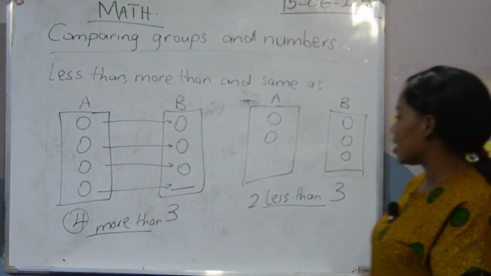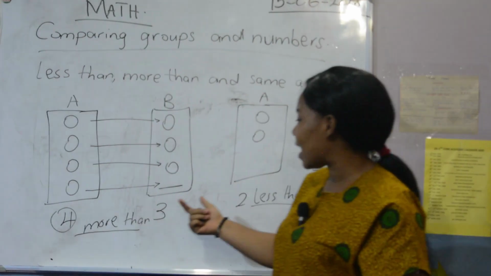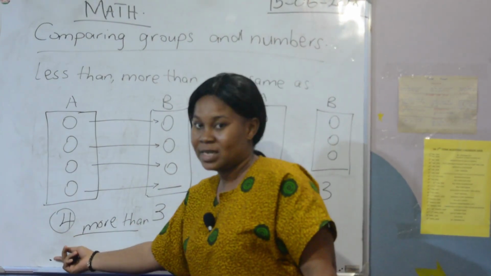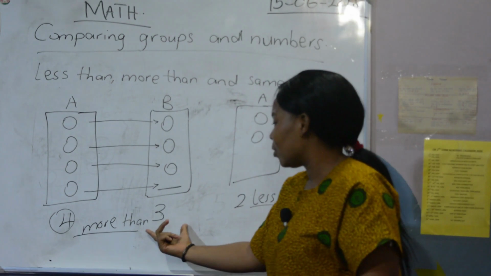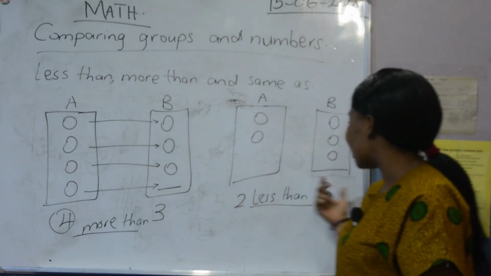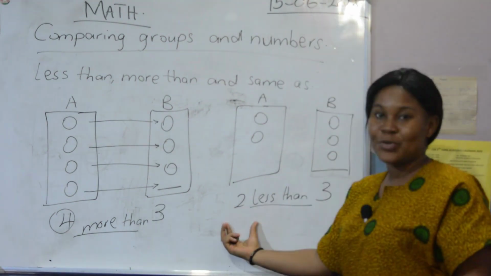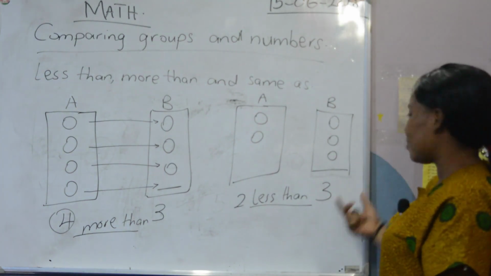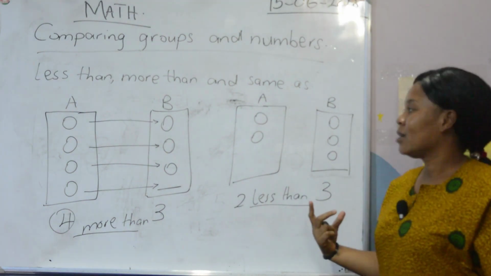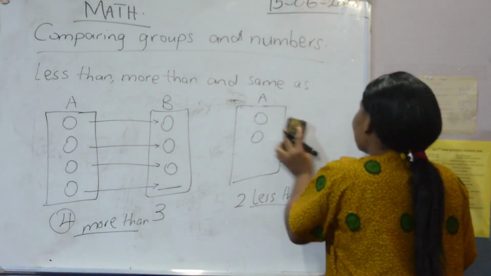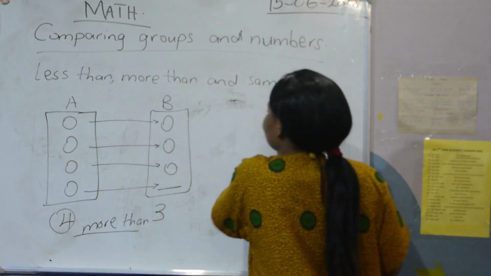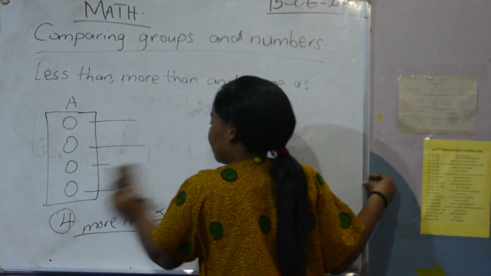Very good. So this is more than. More than is whereby the bigger number will come first and the smaller number will be last. And less than is where we have the smaller number in group A and then the bigger number in group B. Okay, so now let's move on to example in same as.